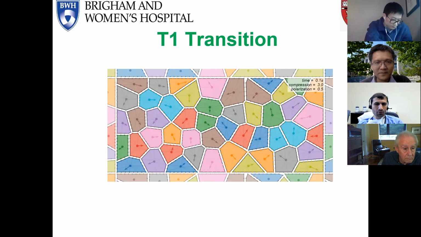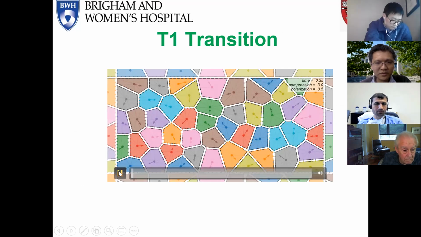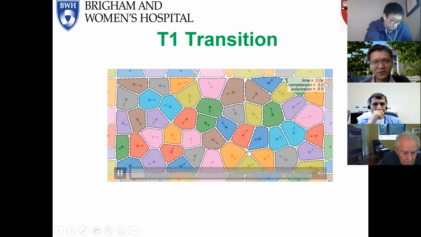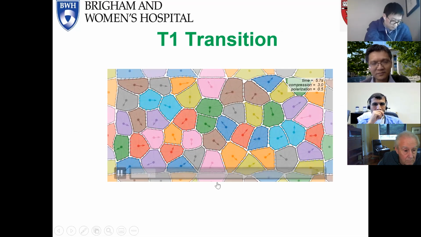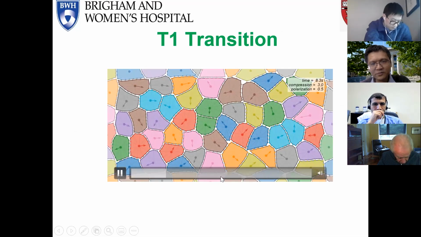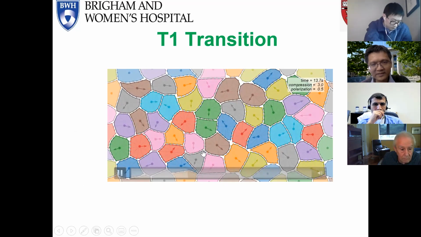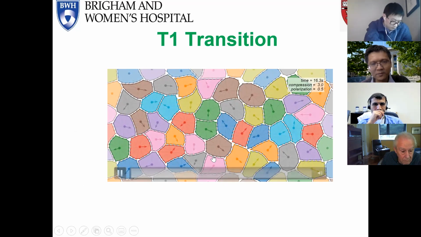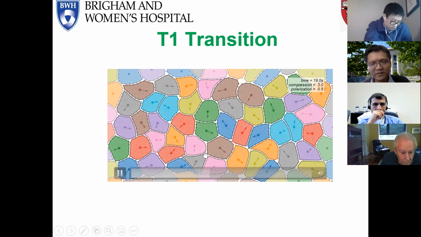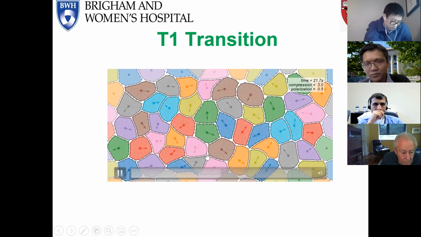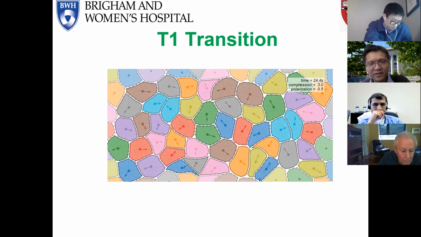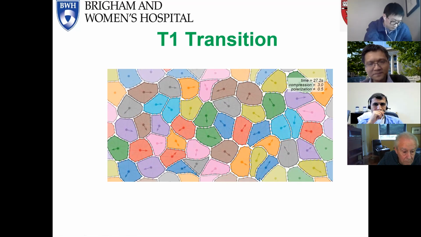Then I'm going to quickly show you some of the simulations. We can see that under this computational framework, the T1 transition can naturally occur. Cells initially do not contact, and they can start to form new contacts as they move along. So we don't need special rules to dictate how they undergo T1 transition.